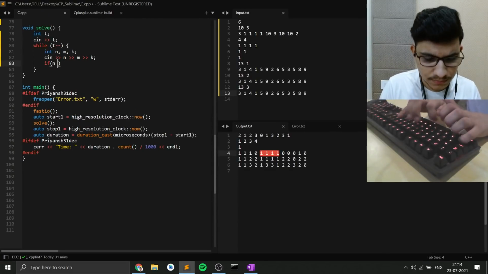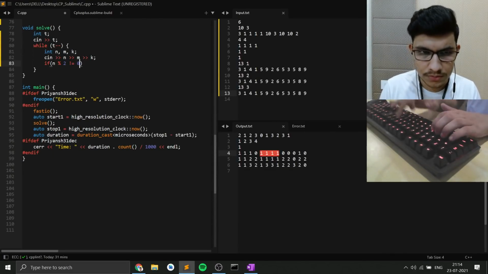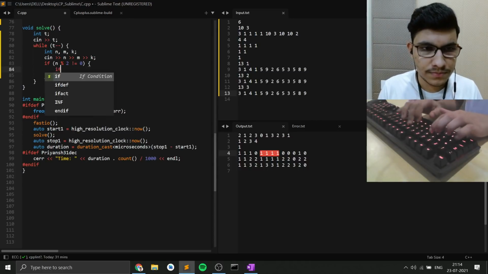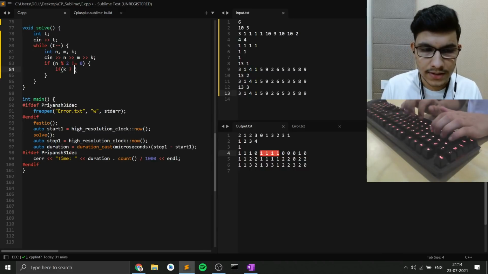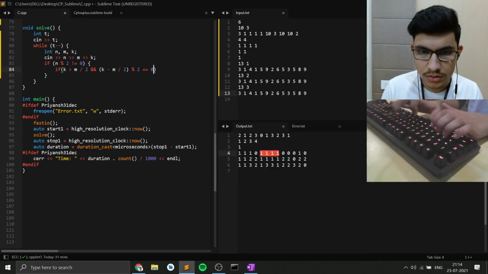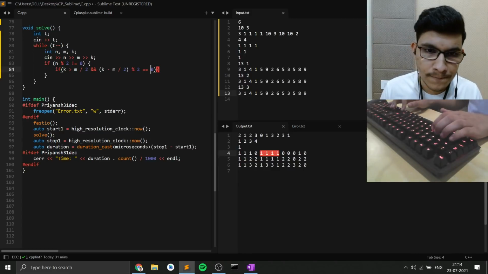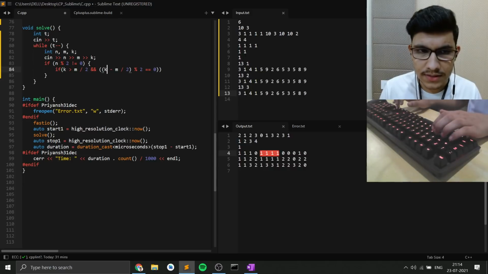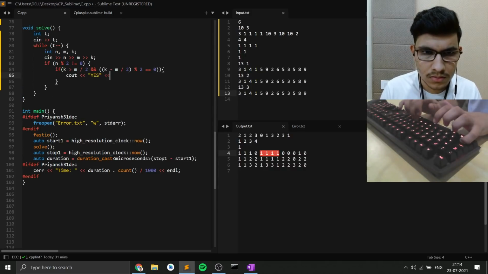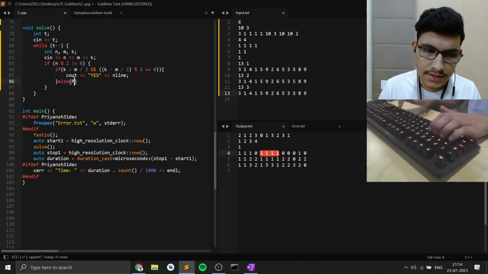Right. So if n modulo 2 is not equal to 0, then m has to be even first of all. So if k is greater than m by 2 and (k minus m by 2) modulo 2 equals 0, right? So if this is the case, then I'm done. Else I just print no.